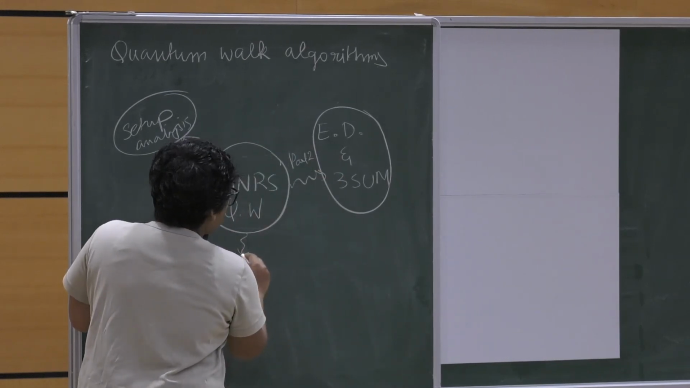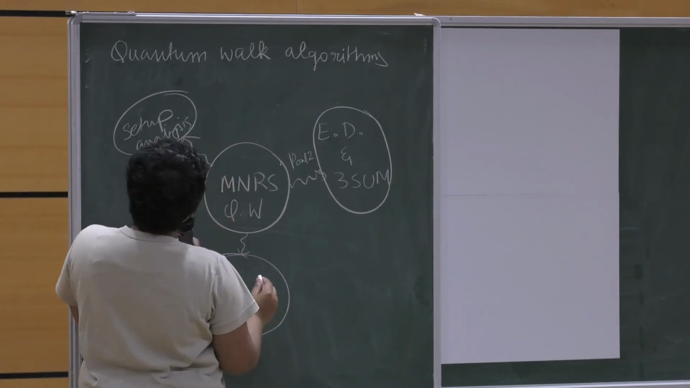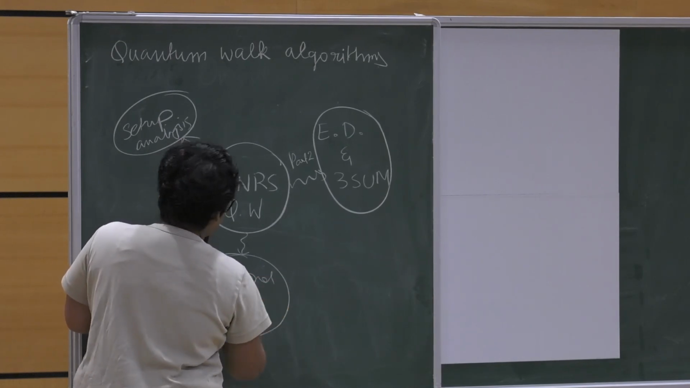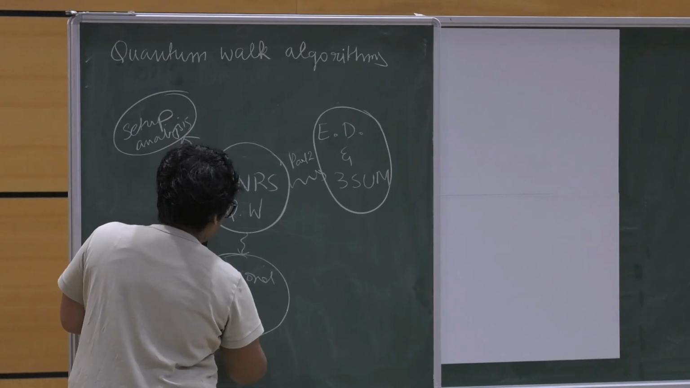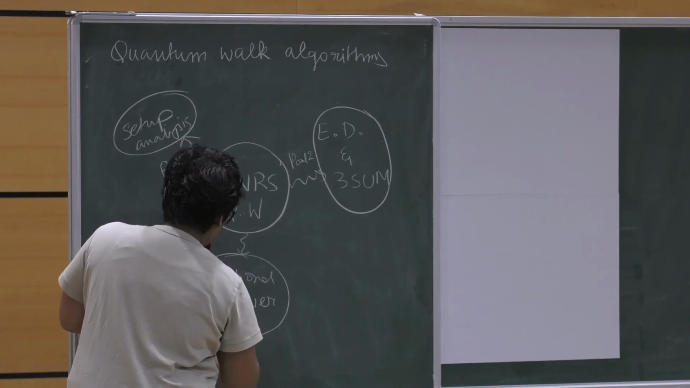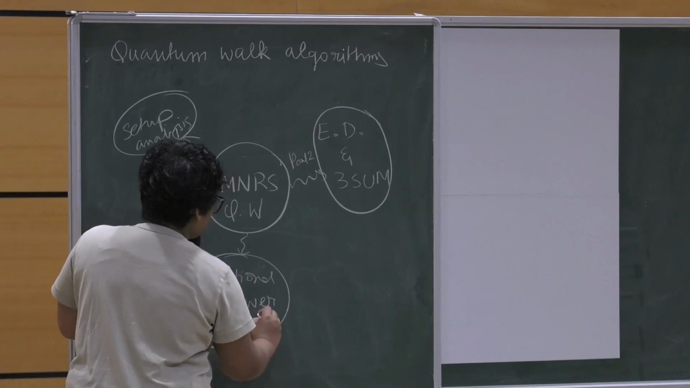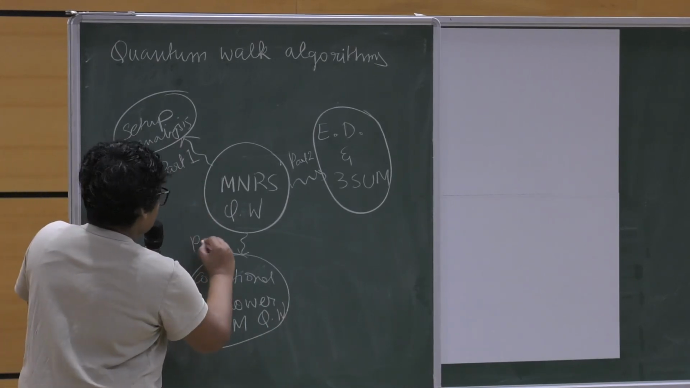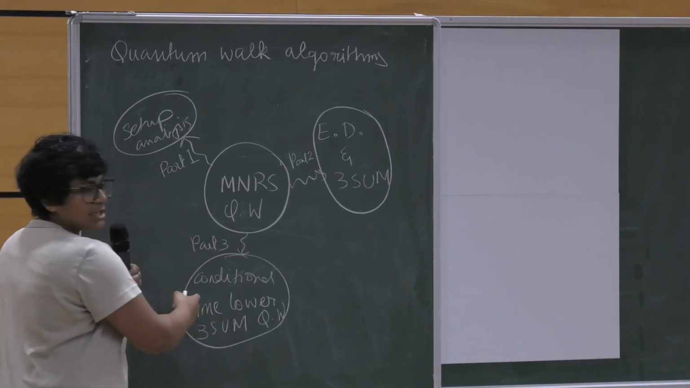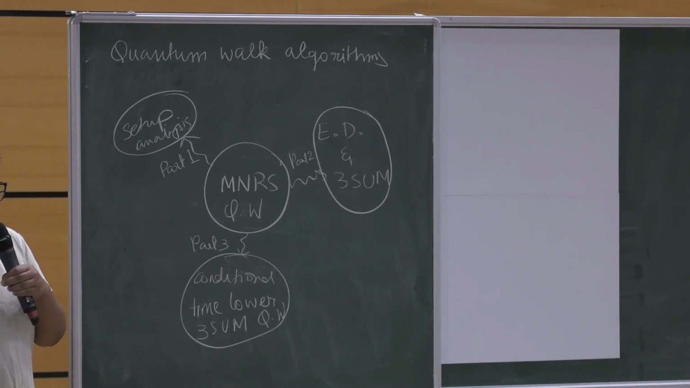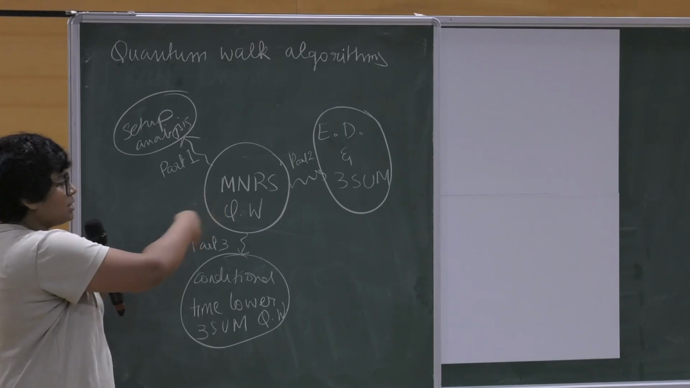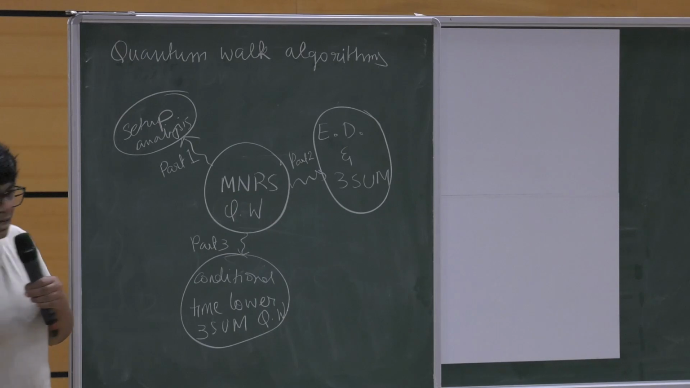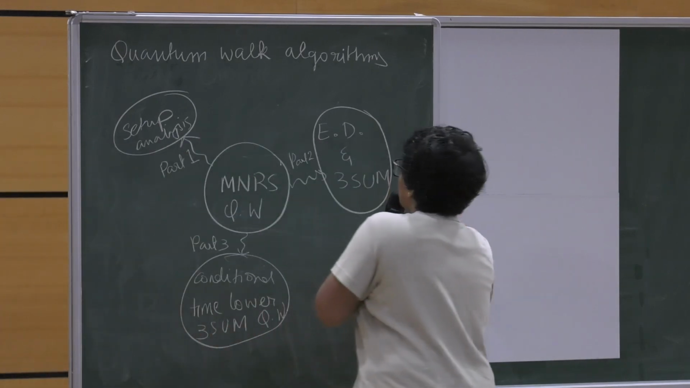And the third, last part is going to be a technique to give something called a conditional time lower bound for three-sum using, again, quantum walks. And this is going to be part 3. And this was a result we obtained while I was doing my PhD. So it relates to quantum walks very naturally. And we'll see all these 3 elements today. Yeah? Okay? So let me begin.